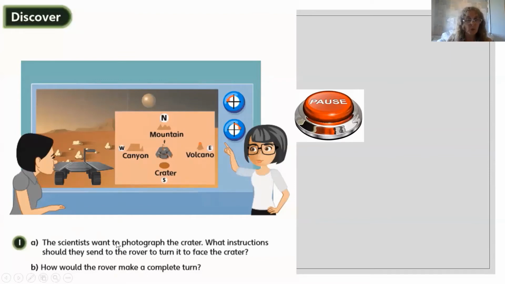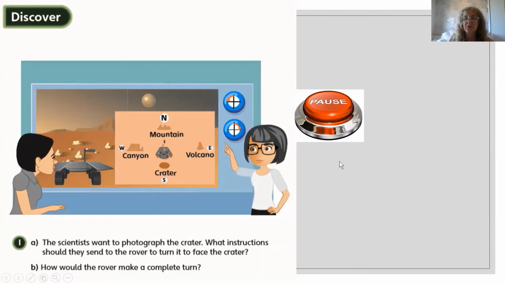The scientists want to photograph the crater. What instructions should they send to the rover to turn to face the crater? And there's the crater. How would the rover make a complete turn? So you've got two things to answer there. What instructions would he say if he wanted to get from the mountain to the crater? And how would the rover make a complete turn?